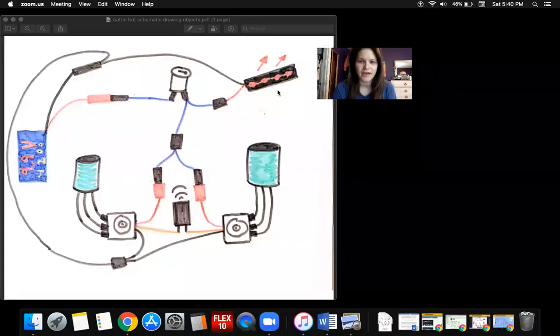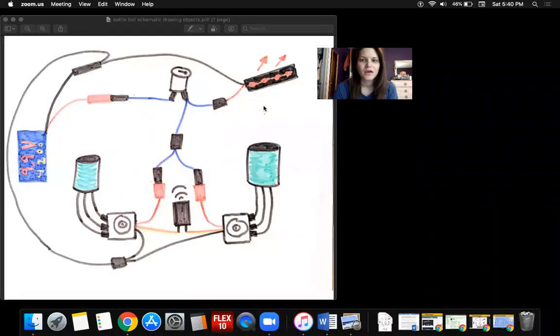All right. I want to show you guys an example of a schematic that we could use for our battle bots. So let's take a look at this one. What you guys can see here is the battery. I'm going to pop out my annotations. So you've got the battery over here.